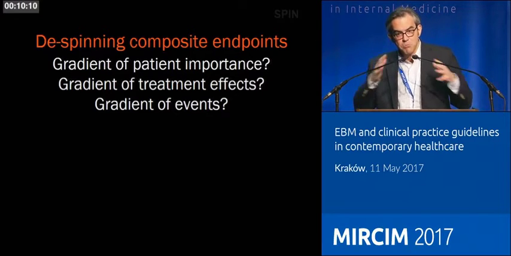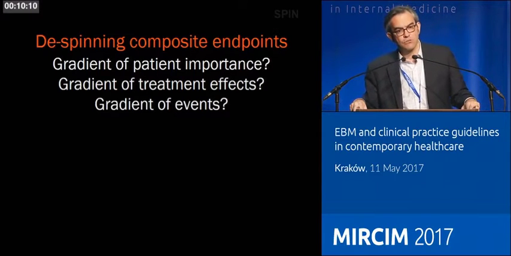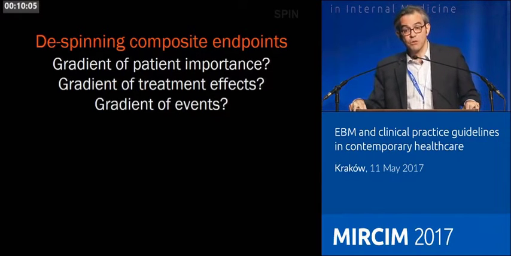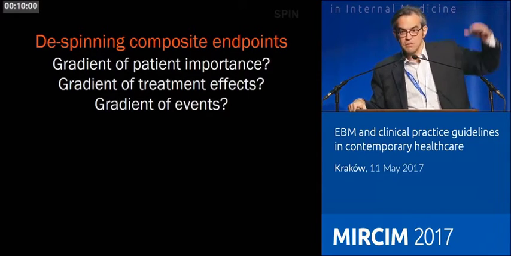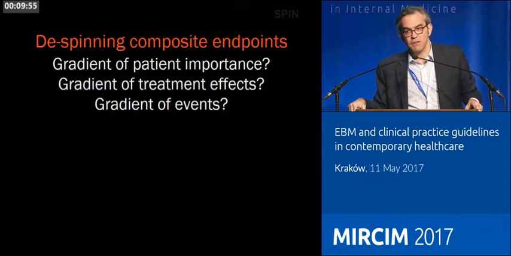So how might we break that down? And here are a bunch of questions that you could ask to try to understand results that are reported using a composite endpoint. Is there a gradient of patient importance in the components? Death, cataracts, big gradient. Is there a gradient of treatment effects?